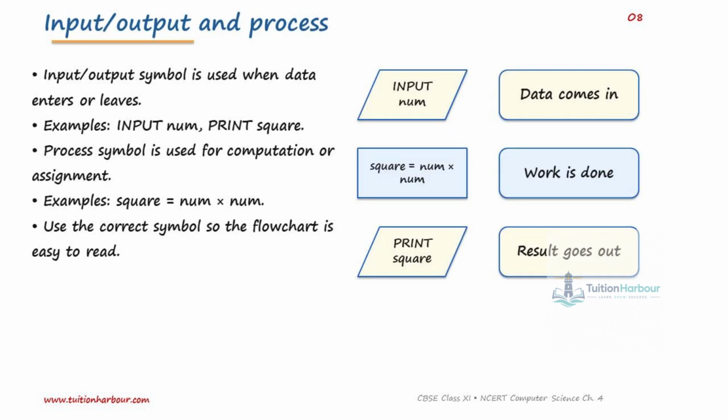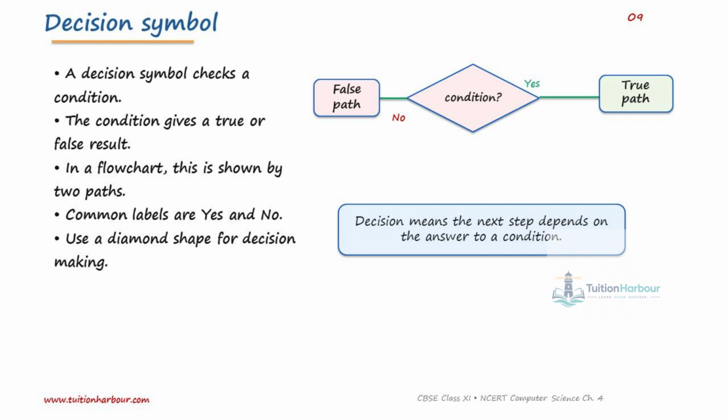Input and output symbols show data entering or leaving. Process symbols show calculations such as square equals number multiplied by number. A decision symbol checks a condition. The answer is usually yes or no. Based on that answer, the flowchart follows one path.